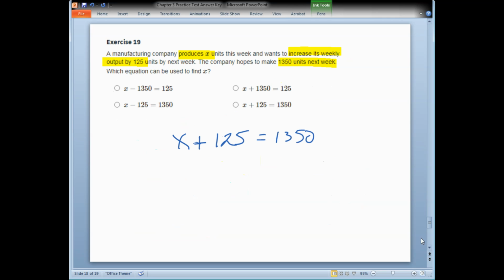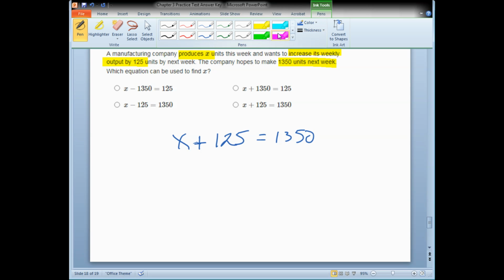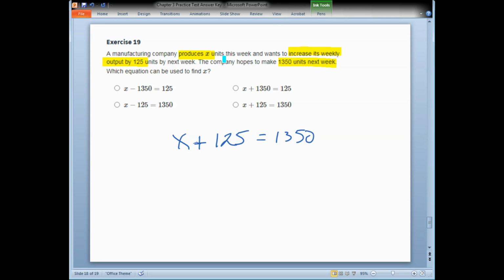All right, number 19. A manufacturing company produces X units this week, and they want to increase how many units they're producing. They want to increase it by 125 units by next week. So this week they made X. Next week they want to make X and increase it by 125. And their goal is hopefully they can make this many units, right? So we want to figure out what's the equation to find X. Well, I just highlighted the whole thing except for that, right? This is the equation. So that means this would be the answer.